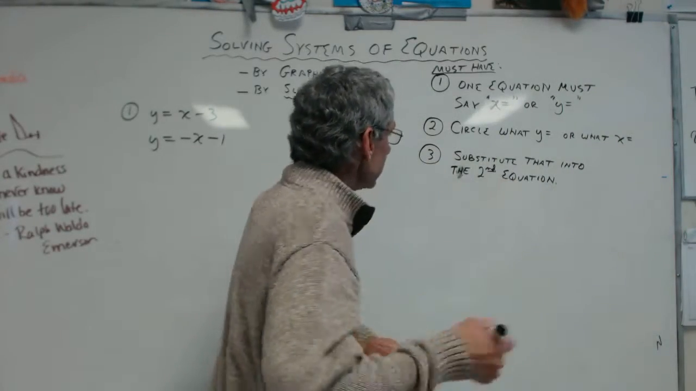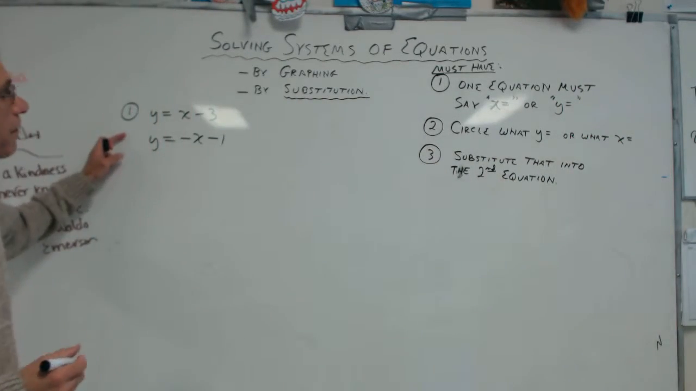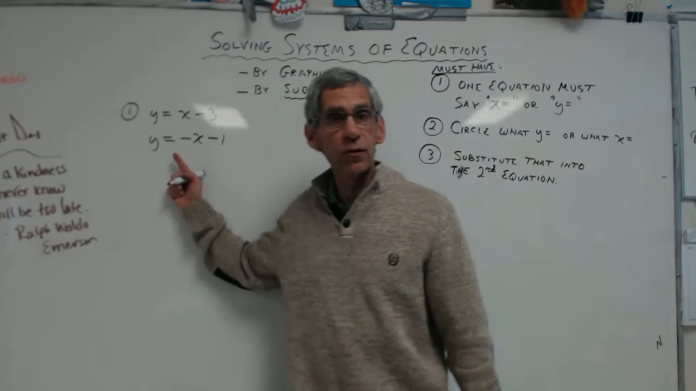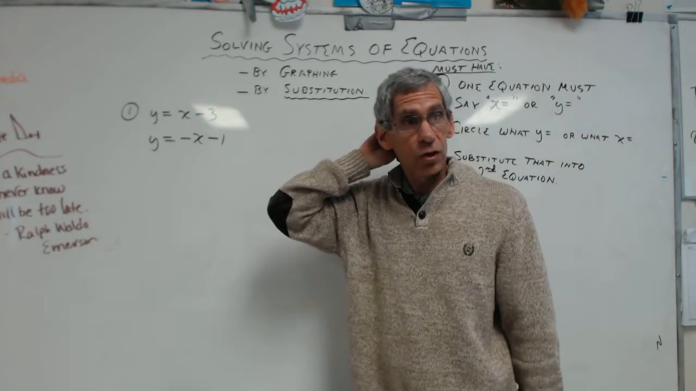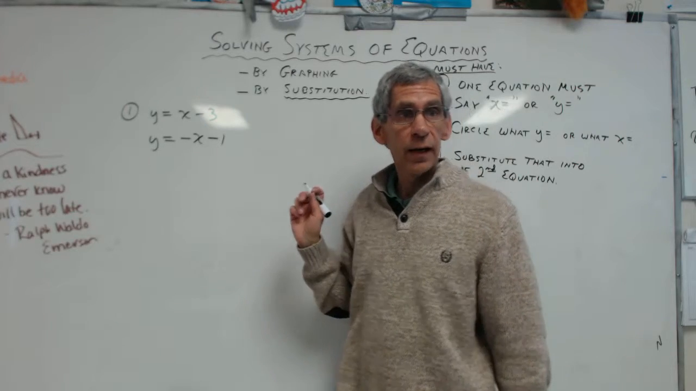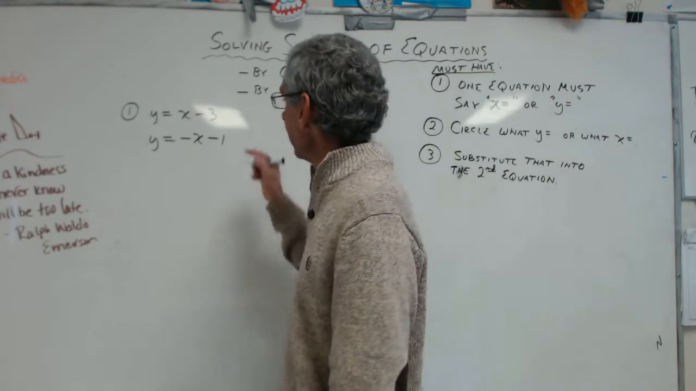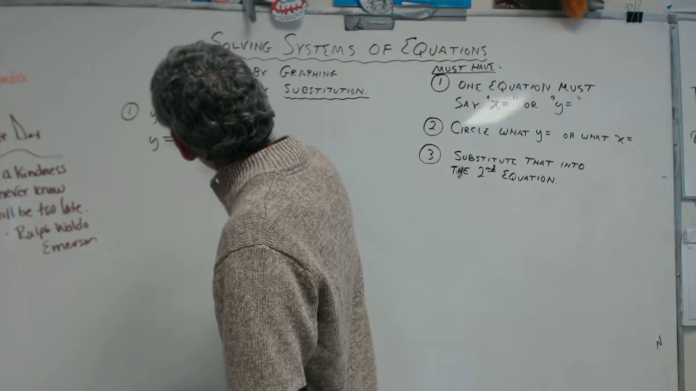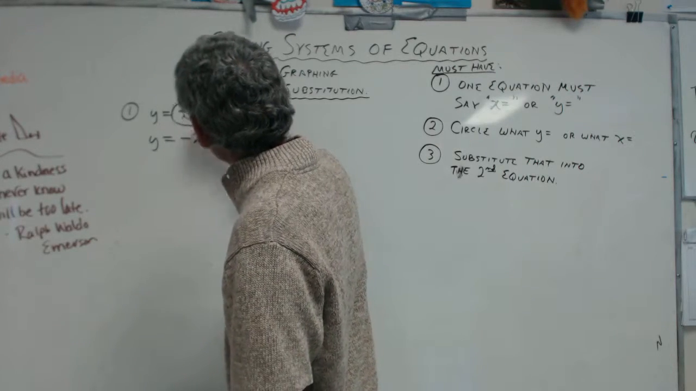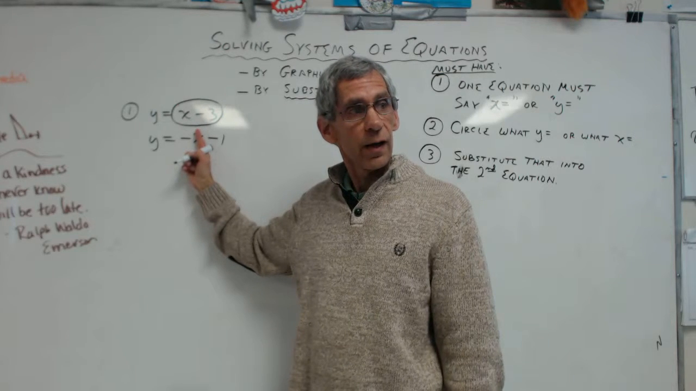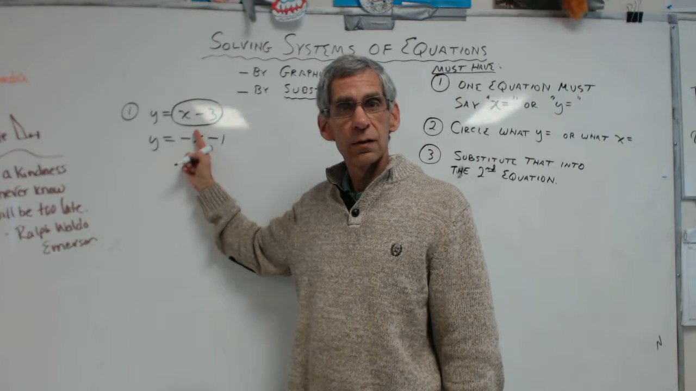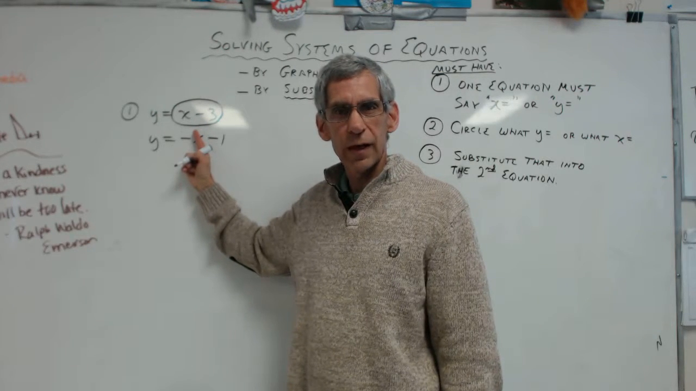Okay, I'm back. Alright, so which one of these says y equals? Oh, both of them. So it really doesn't matter. I could circle either one I want, right? I just have to circle one of them. I'm going to just circle this one. Notice I didn't circle the y. I just circled what y equals. Do you remember this a little bit from last year?